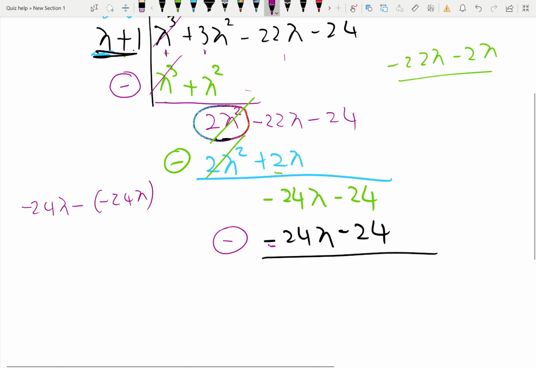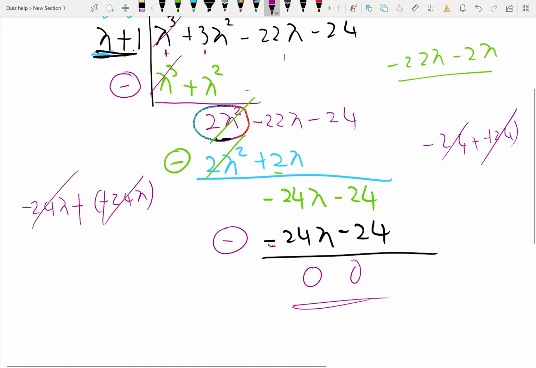Okay, so you have to understand very clearly. Here negative, positive. That is why this cancels out to 0. Here negative 24 minus 24, that cancels out. You get 0. So you do this until you get 0 here. Okay, so now you are done. There's no more you can find.